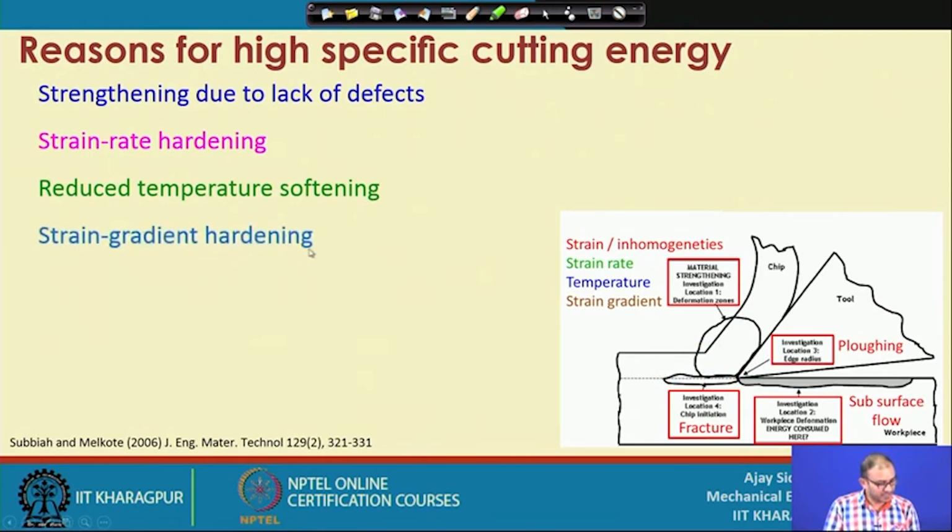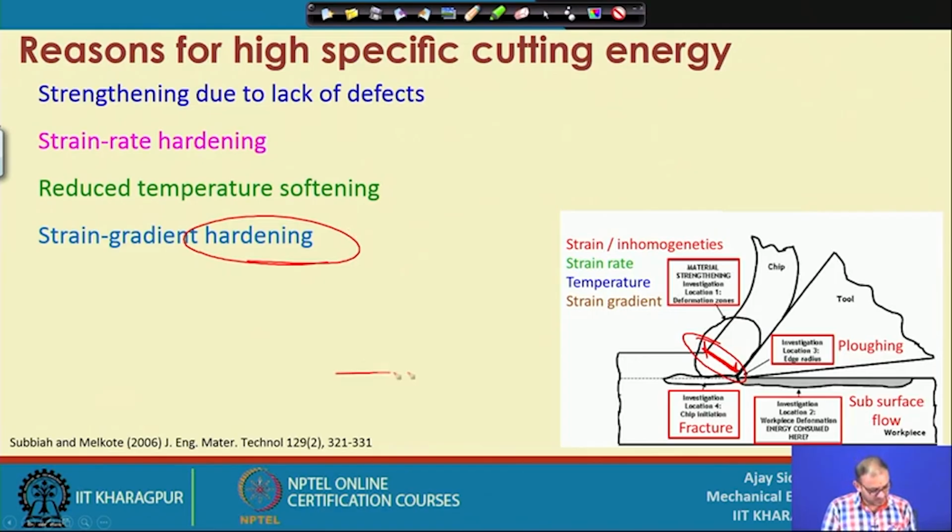Right. Strain gradient hardening, because strain is not continuous in this particular case, that means it is not uniform throughout this particular angle. So, this is the shear plane angle. If you consider this particular part here, on the shear plane your strain is variable. It is very high here, it is very low here in this particular case. Because of that you are getting a hardening of the material, and that is also one of the reasons for high specific cutting energies.